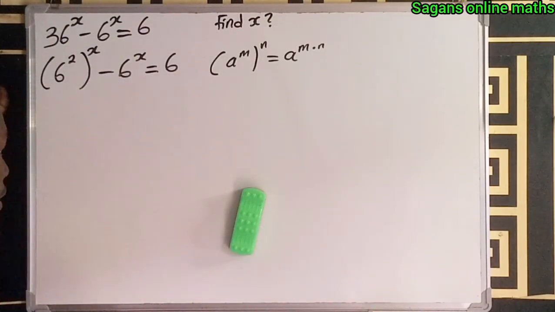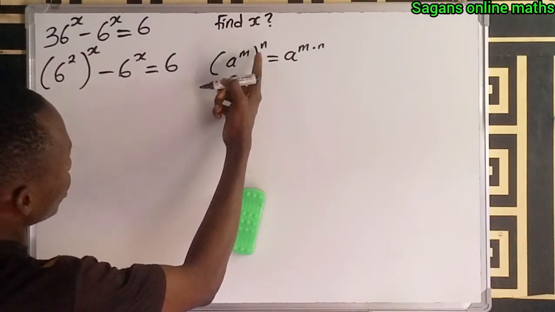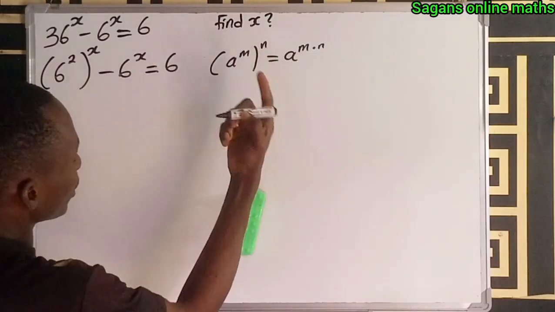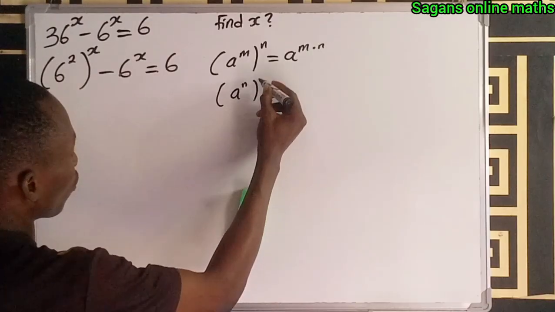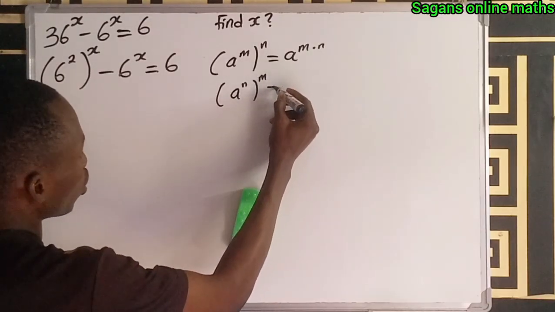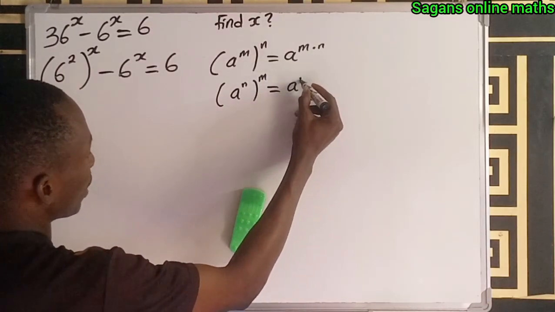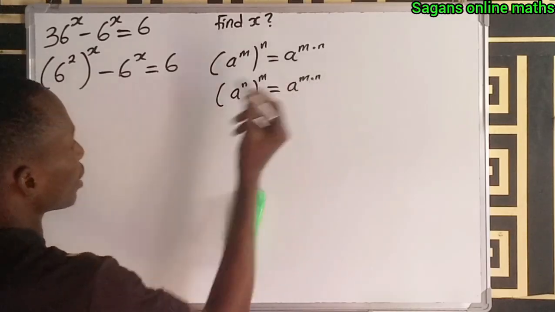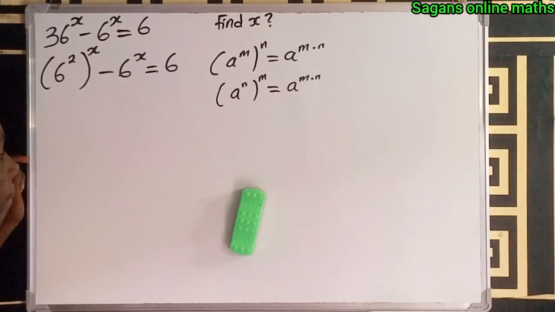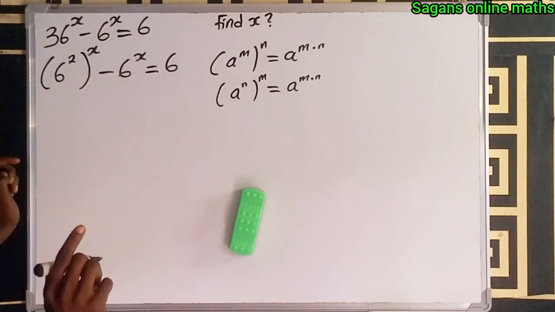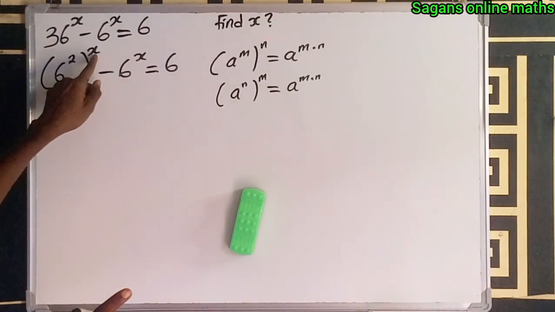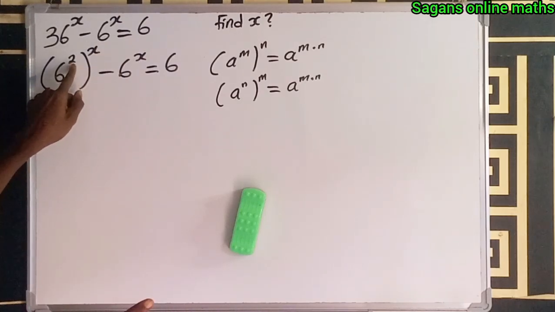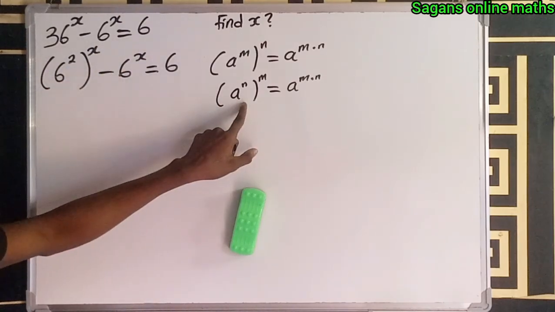Now, do you know that if a to the power of m is raised to the power of n, it means a to the power of m, all to the power of n, is also equal to a to the power of m multiplied by n. This is one of the properties of indices. So we are not wrong if we decide to bring the exponent, the power here in, and also bring this power here out by obeying these properties of indices.